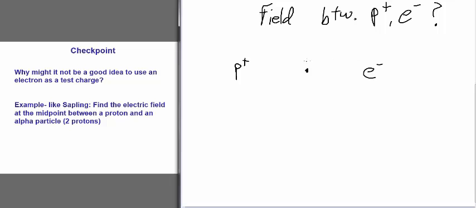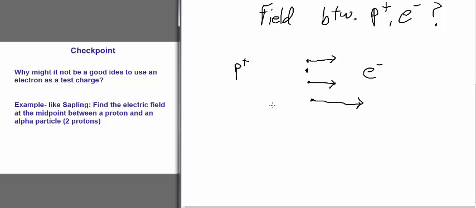So think, if we put a positive test charge here, it's going to feel a force toward the electron because of the electron's charge. Opposites attract. So it would also feel a force away from the proton because like charges repel. So the sum of the fields from the proton and the electron is going to look like this.